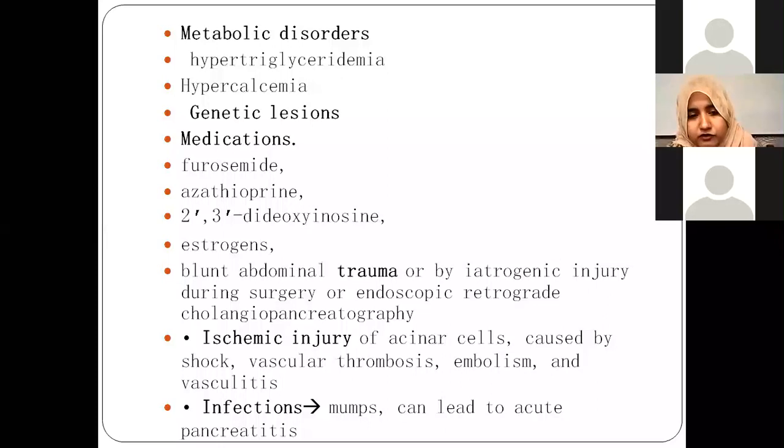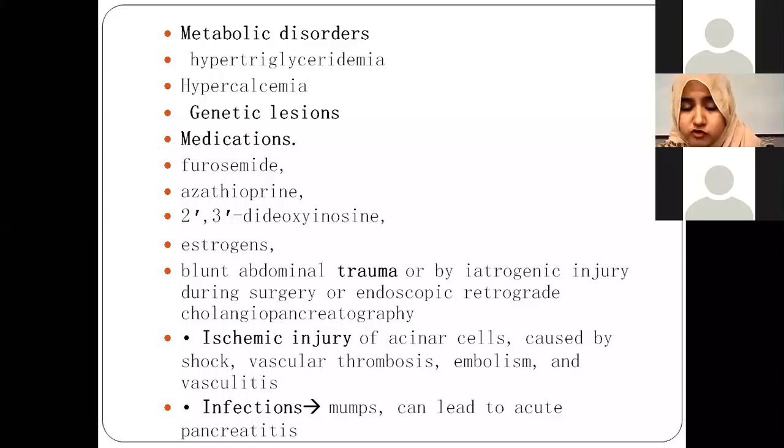There are 5 to 6 genes which are responsible for causing pancreatitis because they disrupt the function of trypsin. They will not guard the function of trypsin, and there will be autodigestion. Medications like furosemide, which is a diuretic, azathioprine, which is an immunosuppressant agent, and 2,3-dideoxyinosine, which is a drug for HIV. So these 3 drugs can cause pancreatitis, in which furosemide is a very commonly taken drug. Azathioprine and 2,3-dideoxyinosine are not that common in our setup.